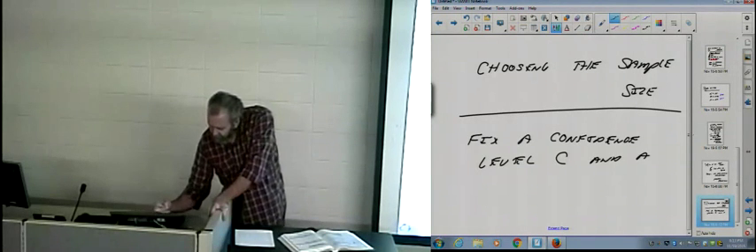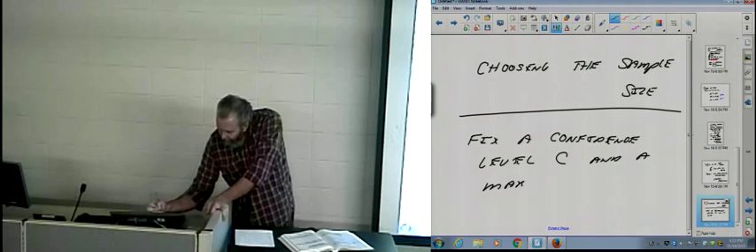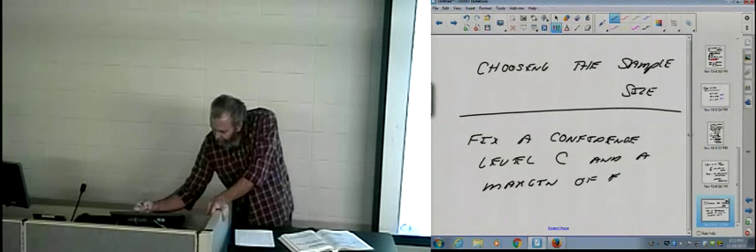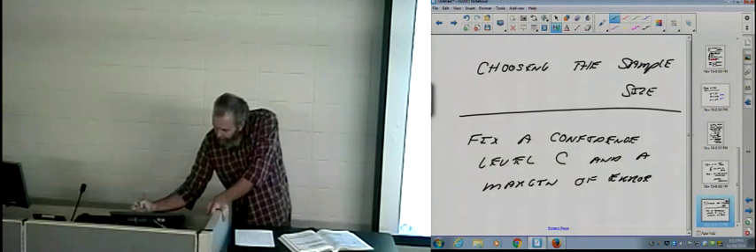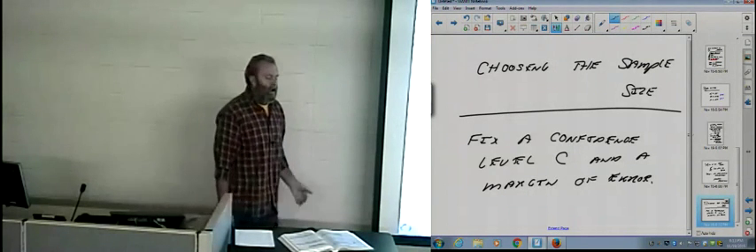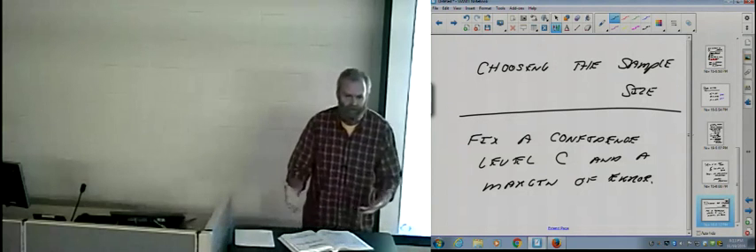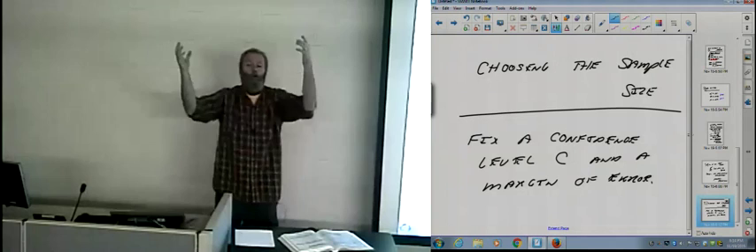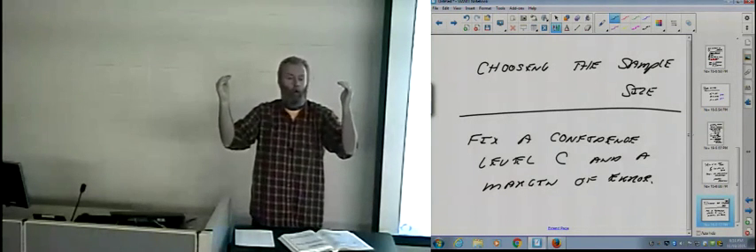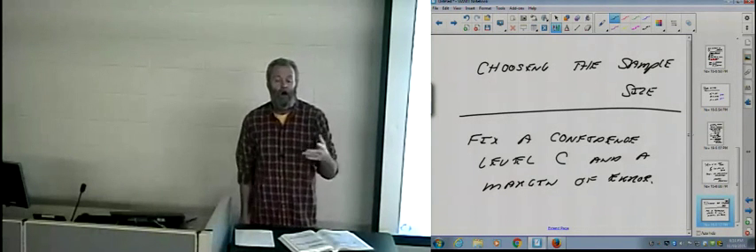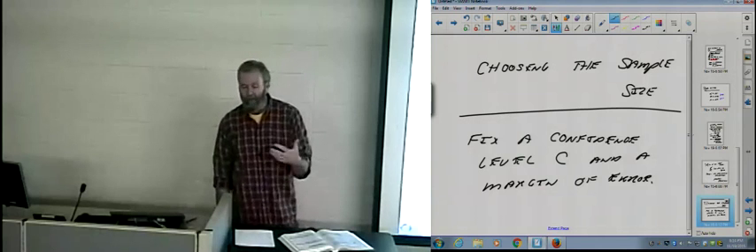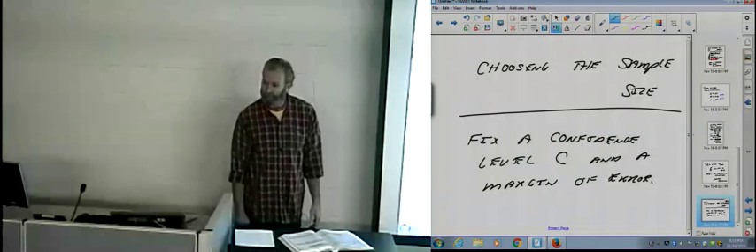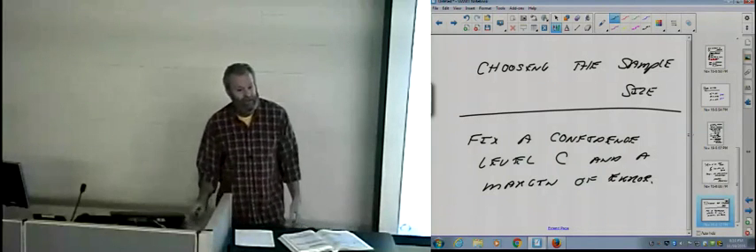And a margin of error. So we know what confidence level we want to do the confidence interval at. We know the margin of error that we can live with at the end. In other words, we know what we can live with on how wide our interval is. Based off of fixing the confidence level and the margin of error, then I can tell you what size sample that we need.